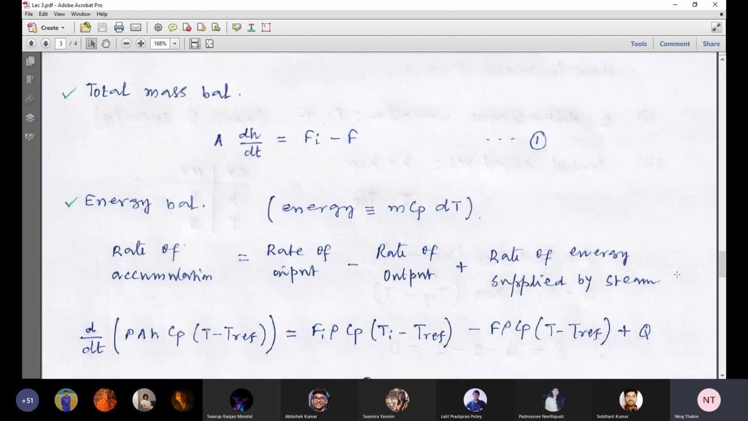So accordingly, this is the equation. The individual terms we can substitute in the conservation of energy equation. And at the first look, we have this equation.